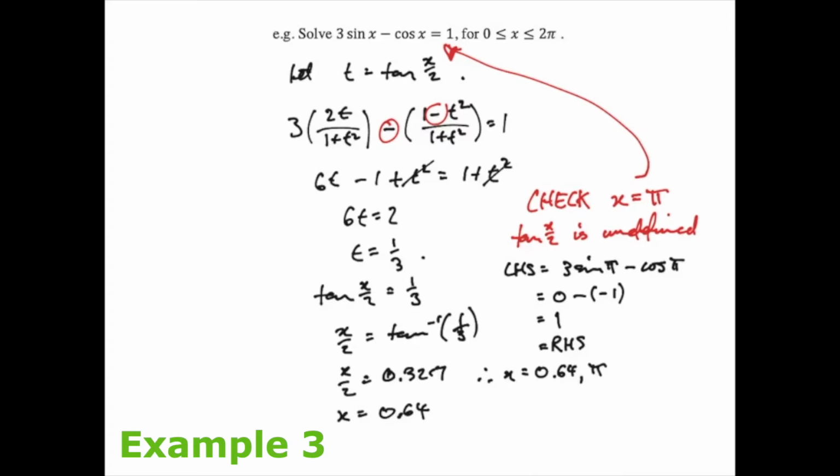So I left that example for the last, but always make sure that you check the solution x equals pi, and the reason is because our original equation has sine and cosine, and we are using tan to solve that, and tan x over 2 is undefined at pi, so we have to check that.